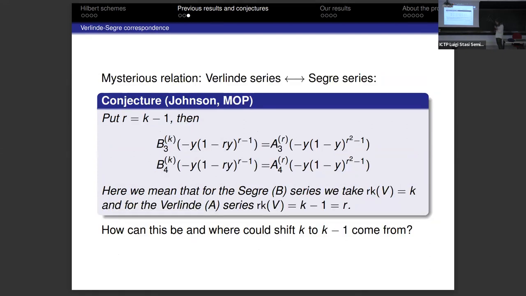There is one further ingredient for this mystery, which is the relation between the Verlinde and the Segre series. This relates to the question of Donaldson's correction. There is somehow B3, the one for the Segre series, and A3 for the Verlinde series, and they are somehow the same after a change of variables. If we look at the Segre series for rank k, and the Verlinde series for rank k minus 1, which I call r, these two unknown power series are related, this is just a conjecture, by this change of variables and, in addition, by changing the rank by 1.